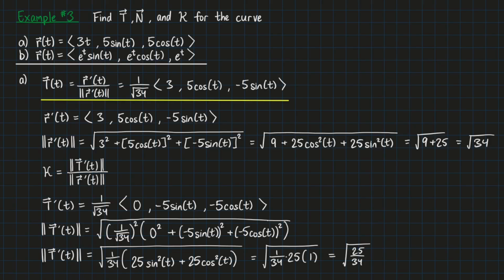We can square root the numerator and the denominator individually, so this is 5 over rad 34. That is the numerator for the curvature function, and then the magnitude of r prime is rad 34. Multiplying the numerator by the reciprocal of the denominator, we'll have 5 over 34.